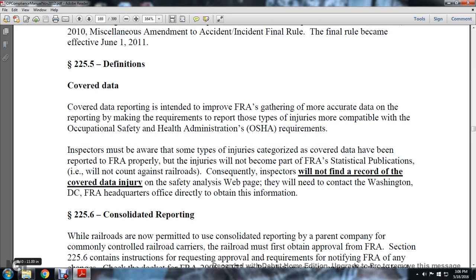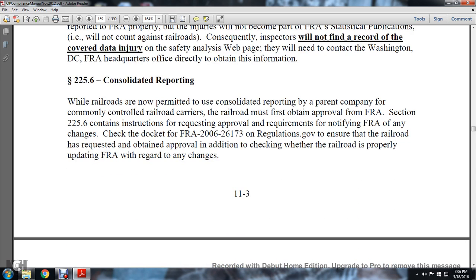All right, 225.5 definitions covered data. The covered data reporting is intended to improve the FRA's gathering of more accurate reporting, making the requirements to report these types of injuries more compatible with the Occupational Safety and Health Administration requirements. The inspector must be aware that some types of injuries categorized as covered data have been inspected by the FRA properly, but the injuries will not become part of the FRA's statistical publications. It will not count against the railroads. Consequently, the inspector will not find the record of the covered data injury on the safety analysis webpage. They will find it by contacting the Washington, D.C. FRA headquarters office directly to obtain the information.